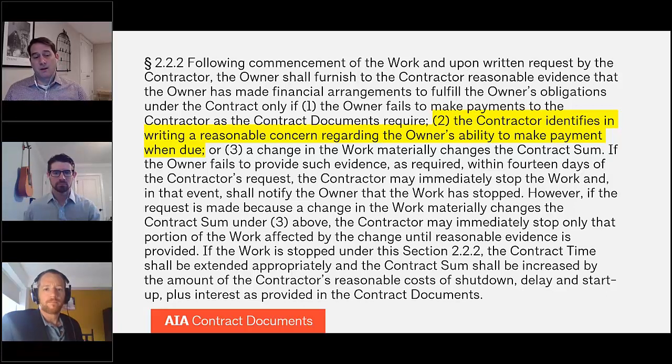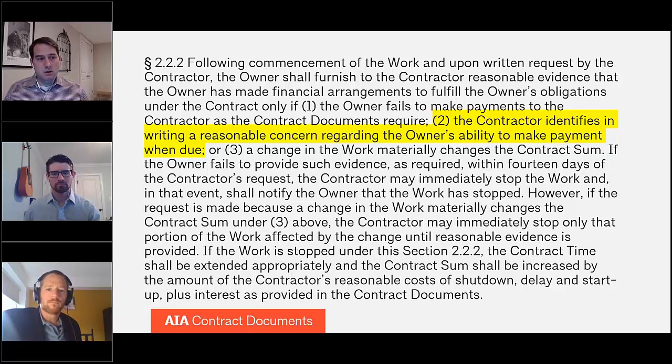And so, if they're dealing with an owner who's a single-purpose entity formed just to do a residential building, and they request financial information before the project commences, and it looks like it's a little lightly funded, and so there's some level of concern, but they begin to commence work.